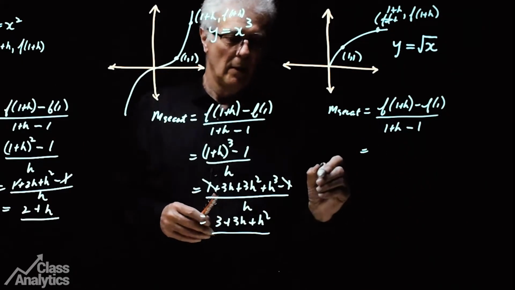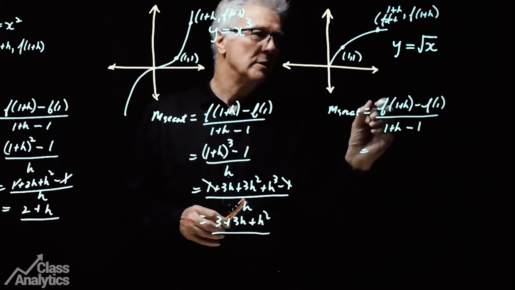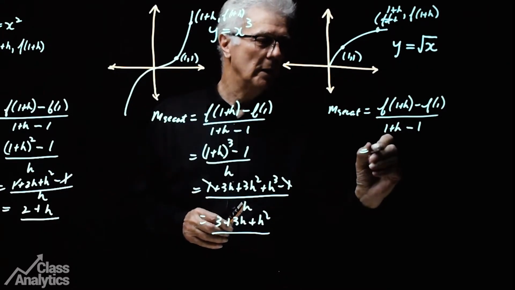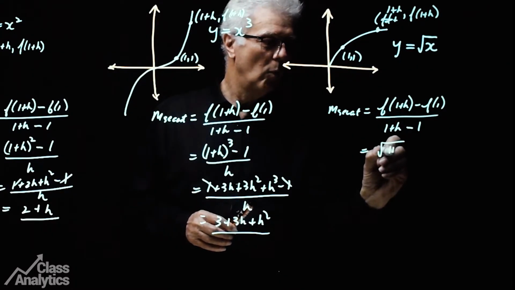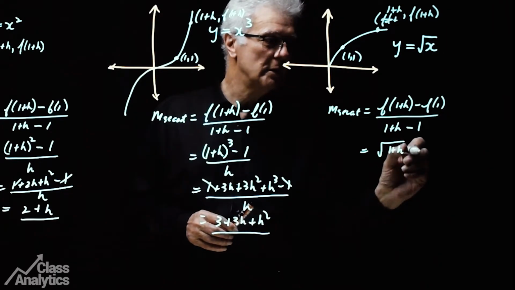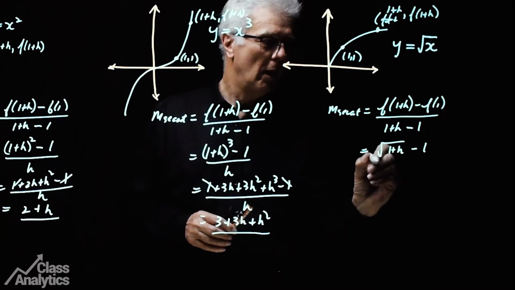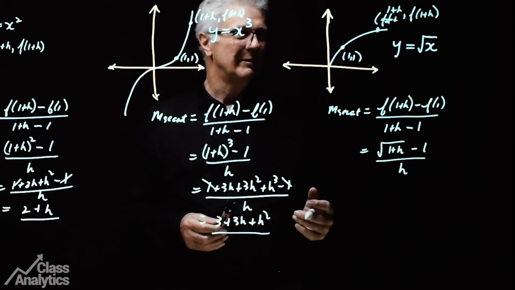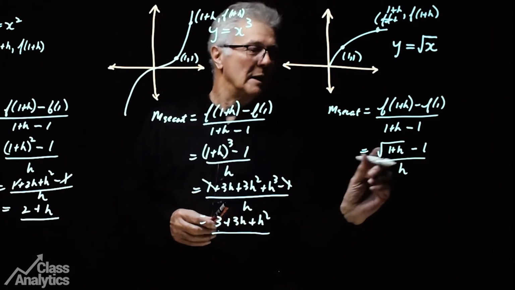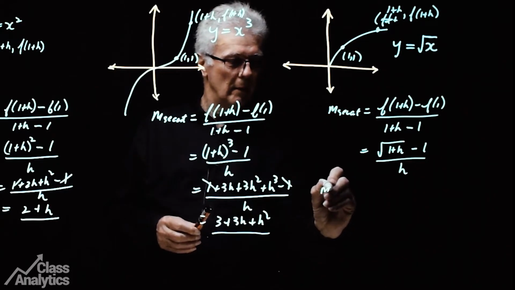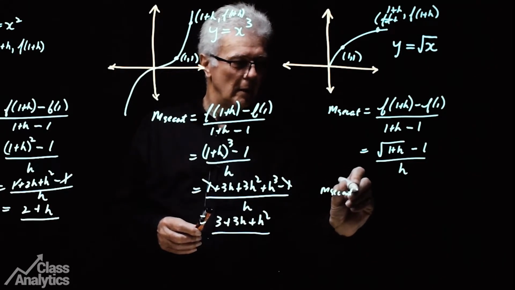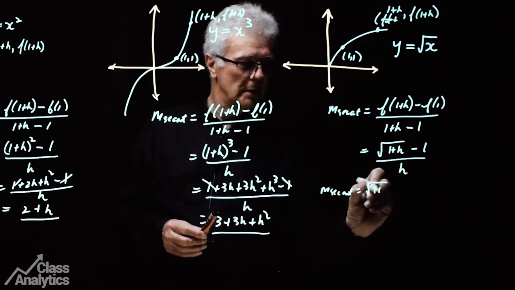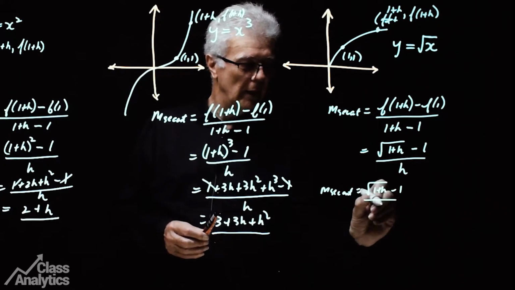Now, what we have to do now is substitute that into here, and we get the square root of 1 plus h minus square root of 1, just 1, over h. And that is pretty sort of ugly at the moment. The secant, let's rewrite that as square root of 1 plus h minus 1 over h.